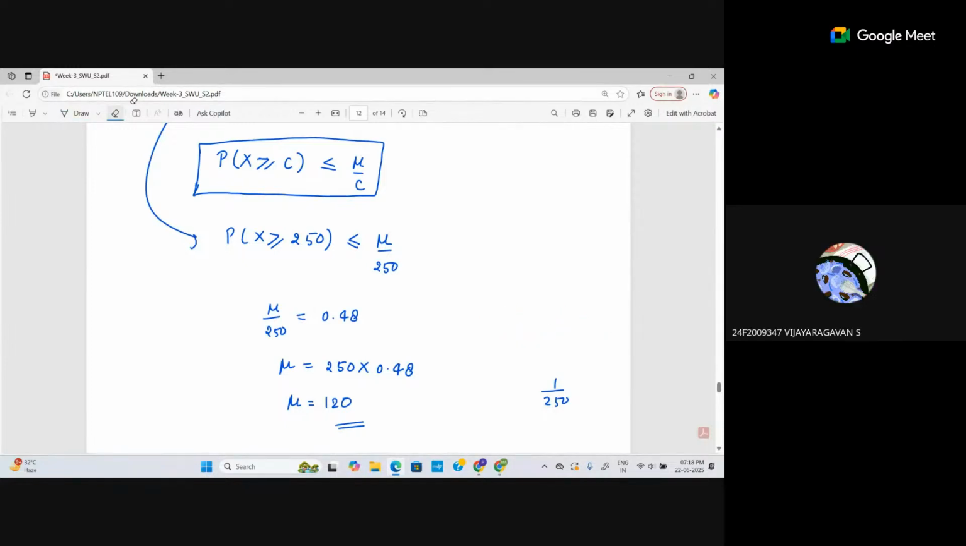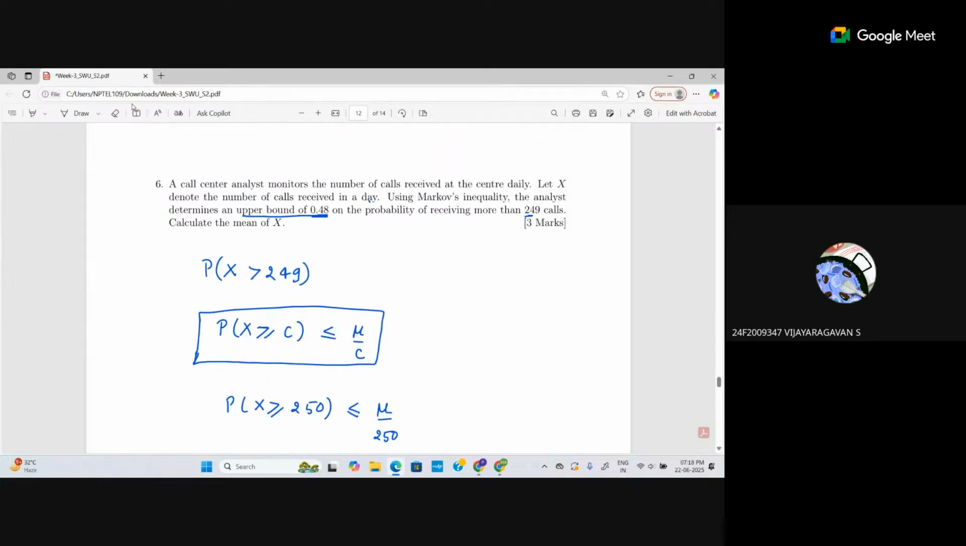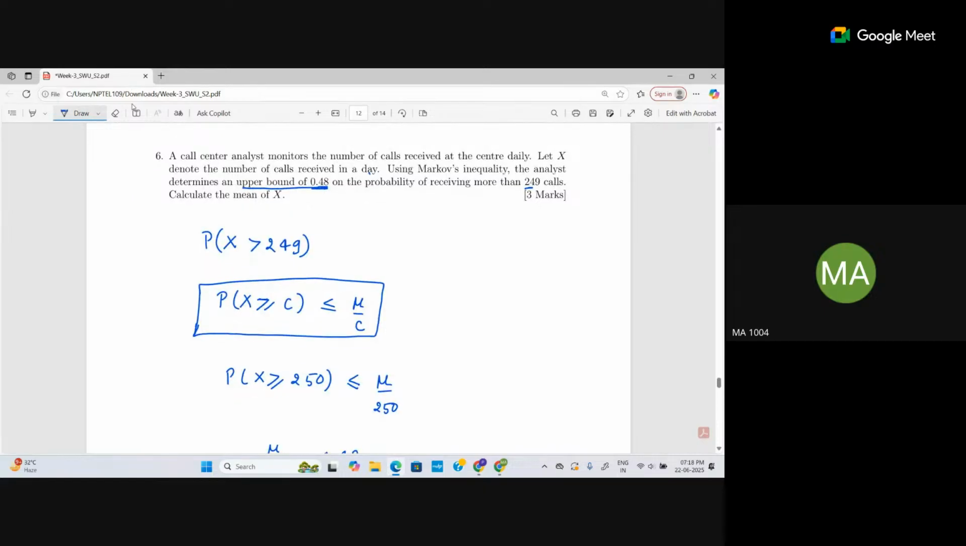Ma'am, this is basically a basic question. How is this 249 translated into 250? Could you please explain this? Yes. The question is saying the probability of receiving more than 249, and it is a discrete random variable question. More than 249, if you translate it into the inequality, is probability x is greater than 249. This is what is given.